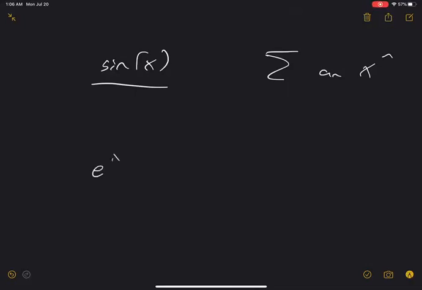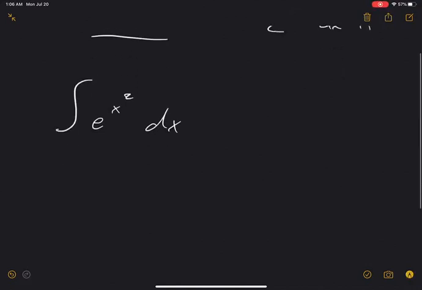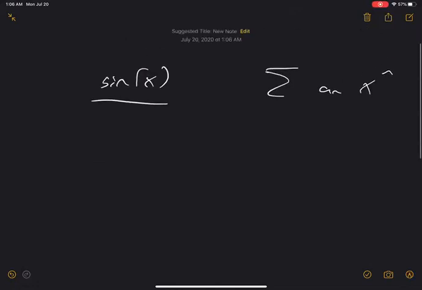A function like this, e to the power of x squared. We can't integrate this directly. But if I turn it into a power series, maybe then I can integrate it, right? It turns out that I can write e to the x squared as a power series. And then, well, I can't integrate this directly, but maybe I can integrate that power series. And there's a similar idea for differential equations, things like that. Sometimes it's easier to work with these power series.